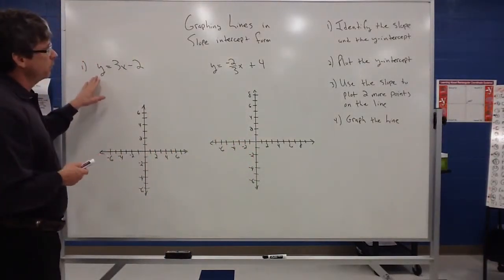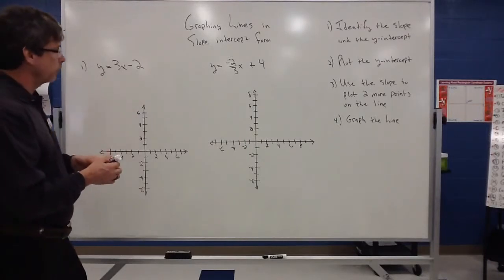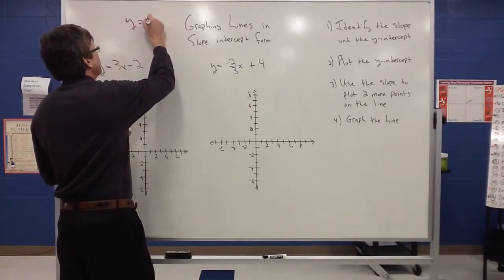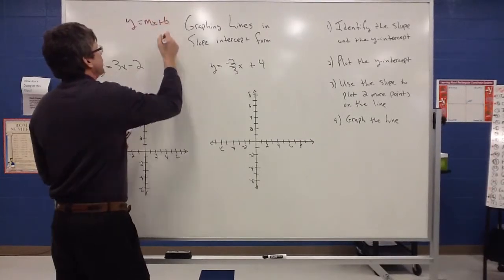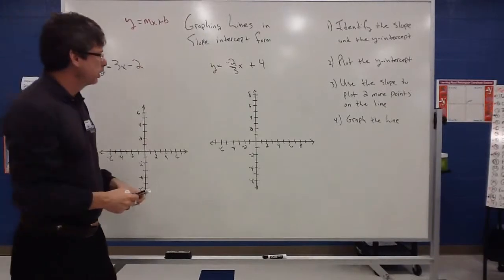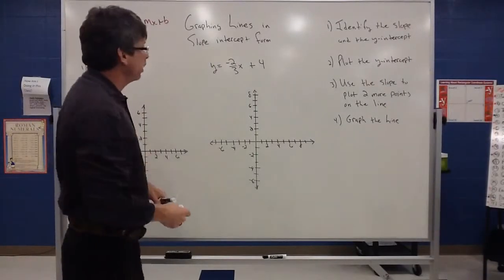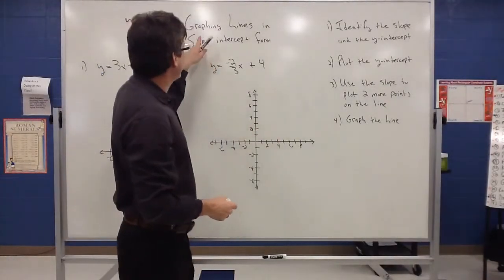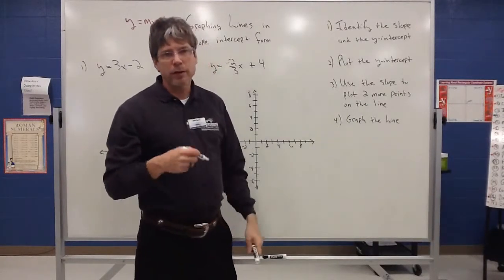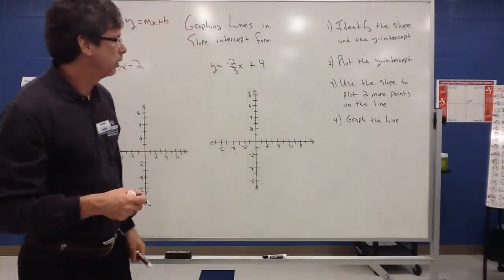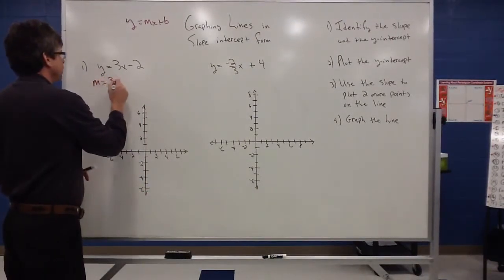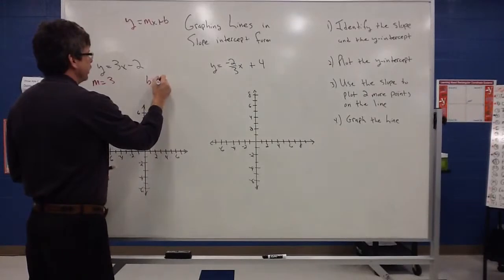So I've got two equations and they are in slope intercept form. Remember, slope intercept form is the form of y equals mx plus b, where m is the slope and the b is that y-intercept. So some steps to follow. If I want to graph lines, if I can identify the slope and the y-intercept, that's a good move for us to start with. So notice that we do have a slope of 3, and we do have a y-intercept of -2.